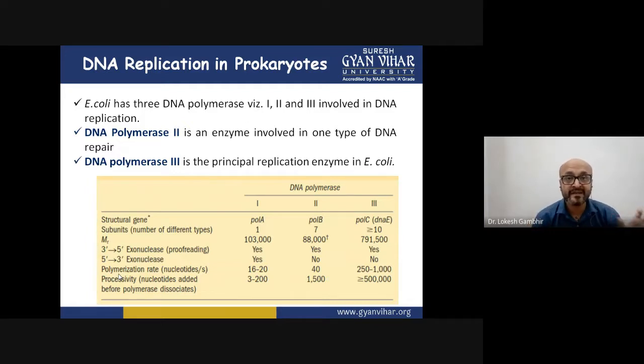Now, the fastest enzyme, or the principal enzyme responsible for DNA replication in prokaryotes, is DNA Pol 3. Its rate is adding 2000 nucleotides per second. In a single second, it can form a stretch of 1000 nucleotides, a short stretch of DNA. It's very fast, very efficient, right? Then we have DNA Pol 2, which can add 40 nucleotides per second. Then we have Pol 1, which ranges from 16 to 20 nucleotides per second.